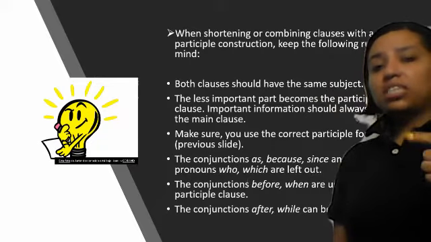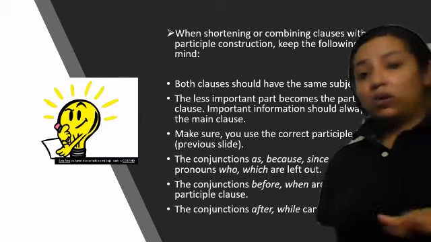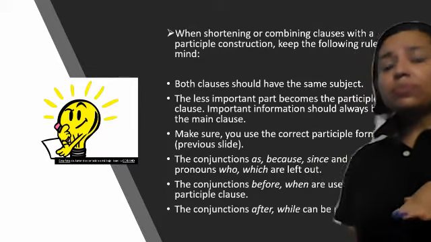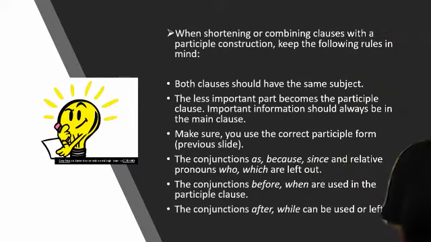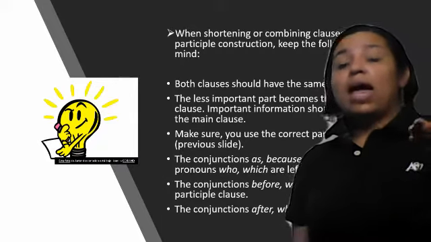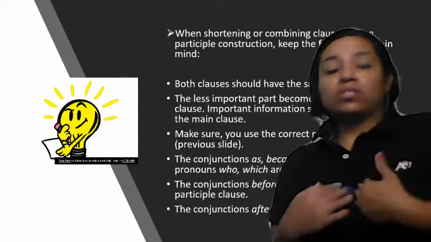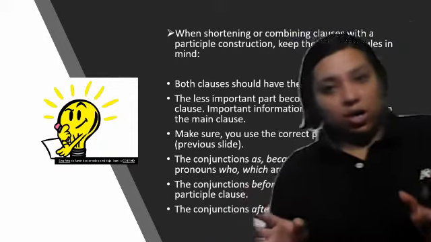The conjunctions as, because, since, and the relative pronouns who, which are left out. We don't use them. The conjunctions with, before, when are used in the participle clause. These are the ones that we usually use. And the conjunctions after, while can be used or left out. It's our decision if we use them or not.